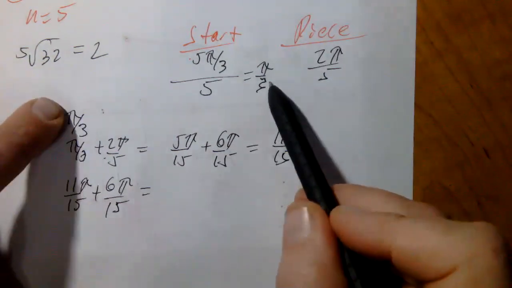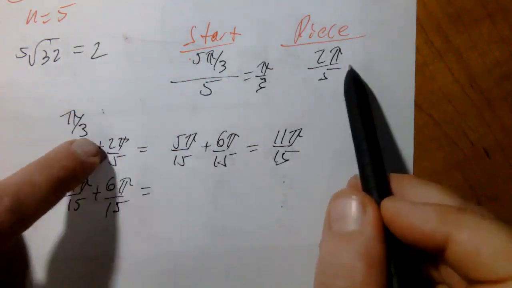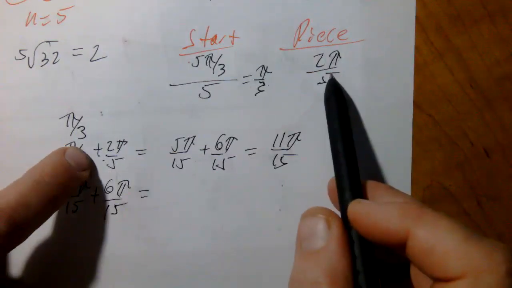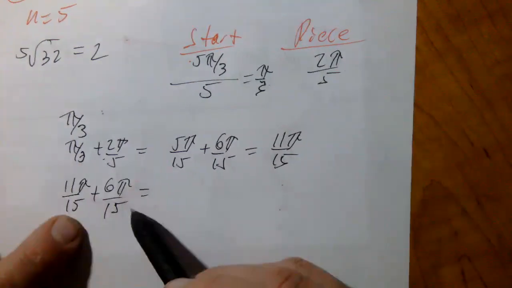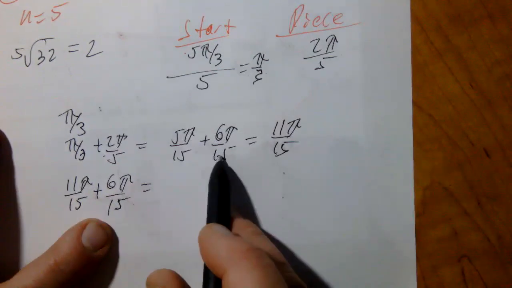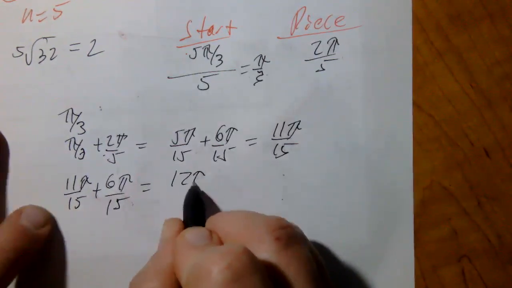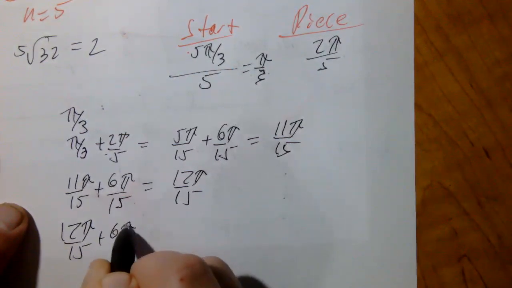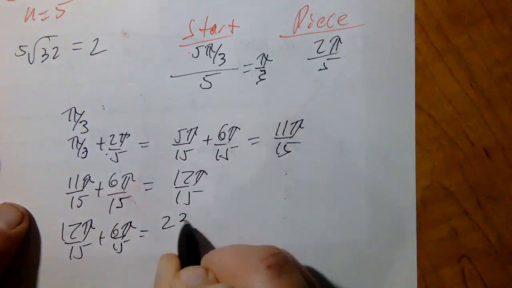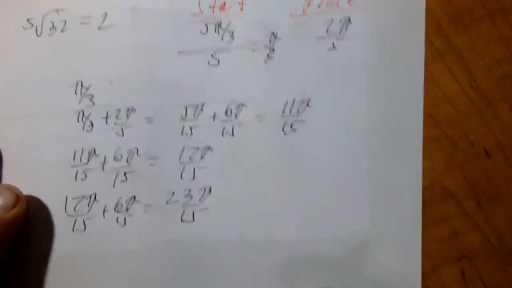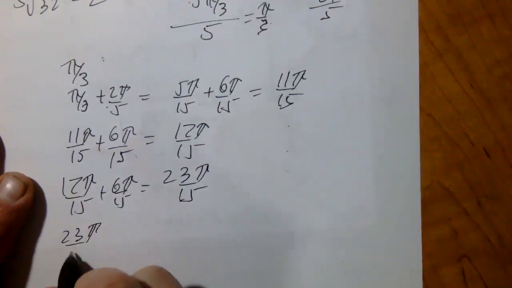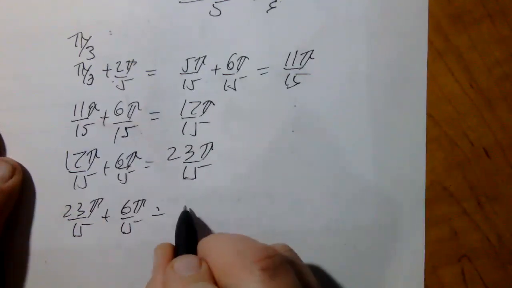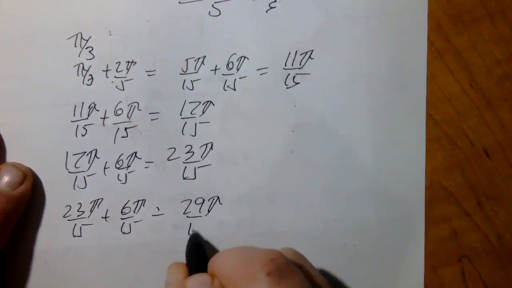You see what I'm doing though? Basically, you're starting with this, and then you just keep adding this piece until you find all 5 of them. So there's my starting value, add the next one, and then add the next one again. It's already a common denominator here, so this would be 17 pi over 15. Then take 17 pi over 15 and add another 6 pi over 15. So this is now 23 pi over 15. And then take 23 pi over 15 and add 6 pi over 15, which would now get you to 29 pi over 15.